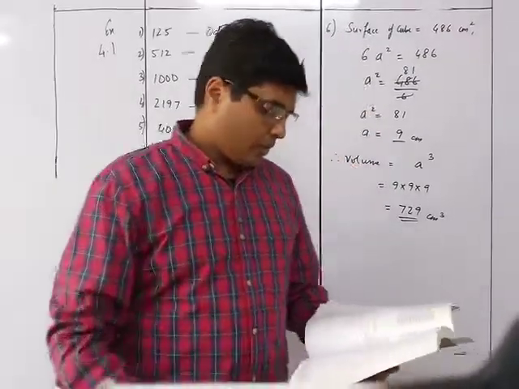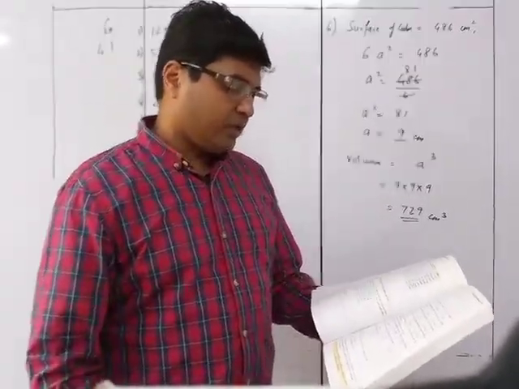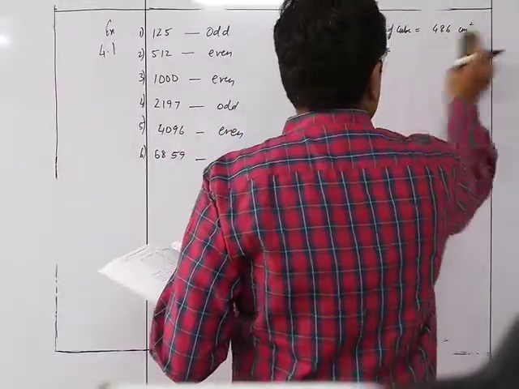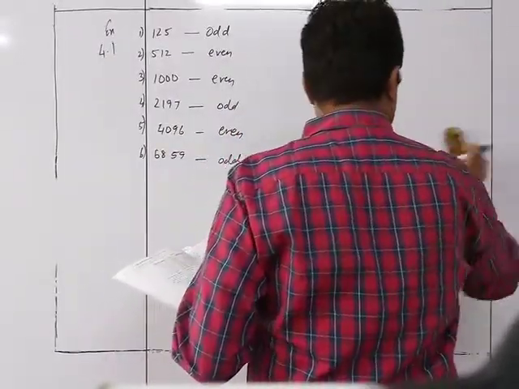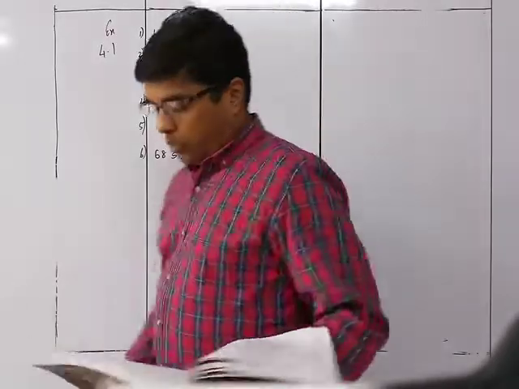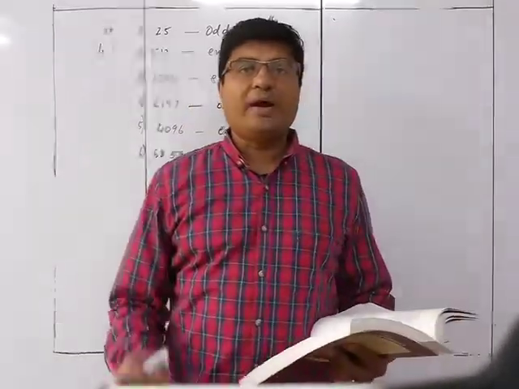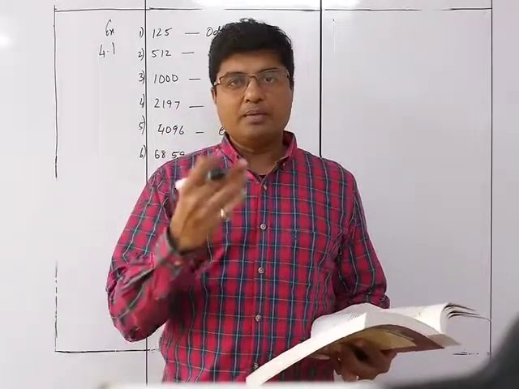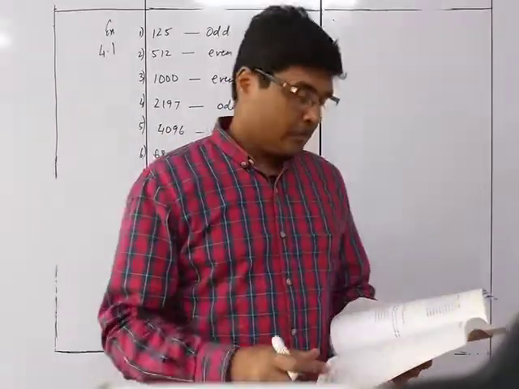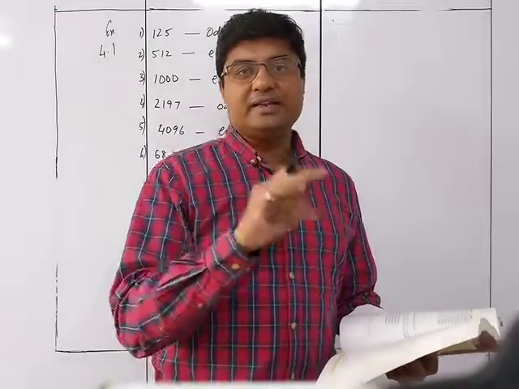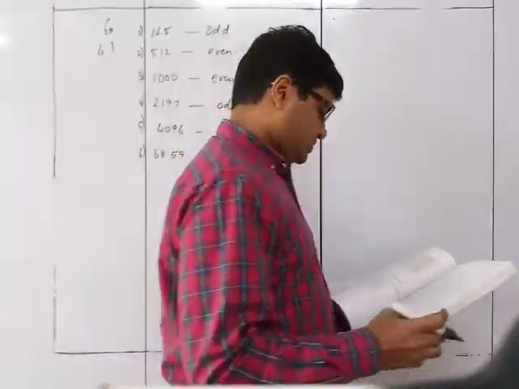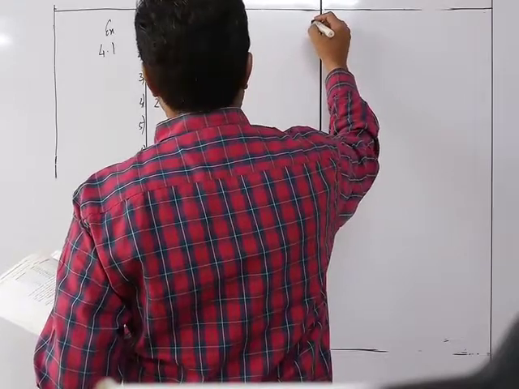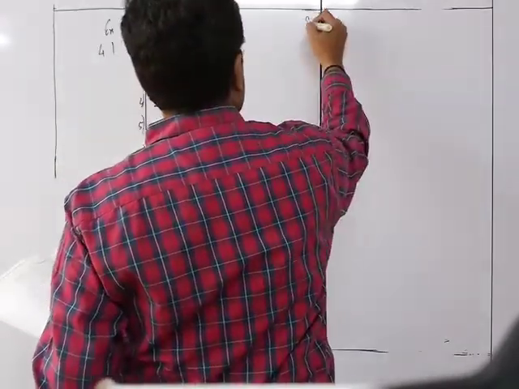Now, write the one's digit of the cubes of the following numbers. So I told you in the last video that except for 2 and 8, which are interchanging each other, otherwise the digits are exactly the same. 2 and 8 are interchanging, and 3 and 7 are interchanging. So we have over here question number 8 now.